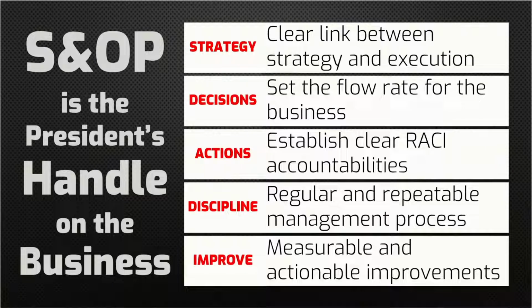You should be able to set the flow rate for the business, and that means the president would be actively involved, setting that flow rate by family, or at least ratifying it. You should be able to establish clear, responsible, and accountable accountabilities using the process, so you know where to go to fix problems when things don't go well. Then there's a regular and repeatable management process every month. This rhythm provides improvement. You get measurable results, and those results should also be improved, including improving S&OP itself. The more you do S&OP, the better you get at S&OP.